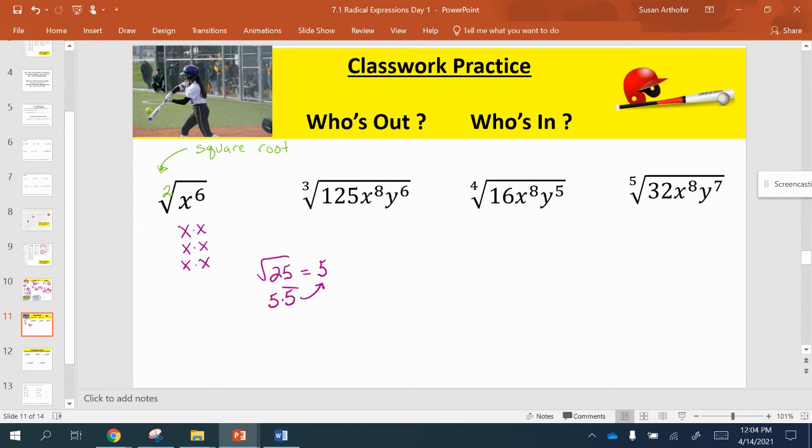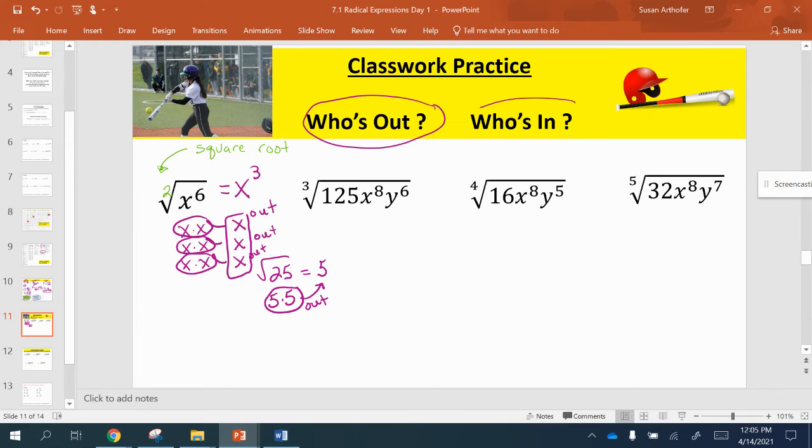Here, every time you have a pair, something gets out. So out is x, out is another x, just like 5 got out. So how many x's got out? 1, 2, 3. So the answer is x to the 3rd. So we're going to practice that about who's out and who's in. The next one's going to have an example of items that have to stay in.